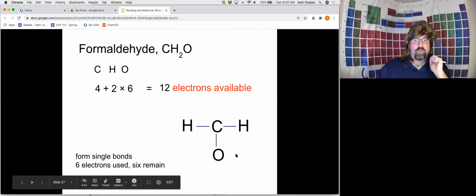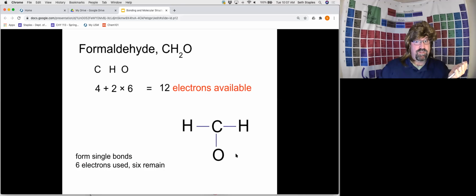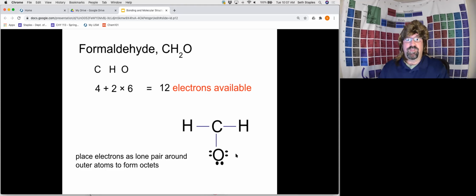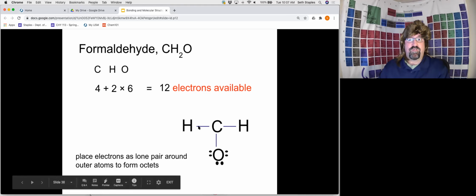We're going to connect them with single bonds. We have 6 electrons left, so we're going to start to place those as lone pairs around our outer atoms, never lone pairs on hydrogen. So we're going to place all of those 6 on oxygen. But now we see that we've used all of our electrons: 2, 4, 6, 8, 10, 12.